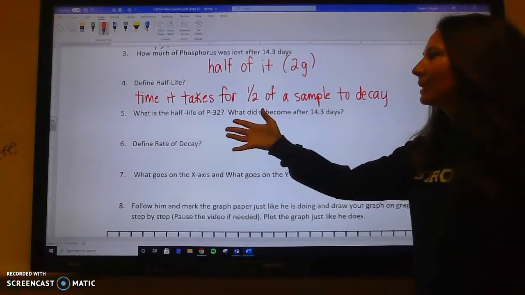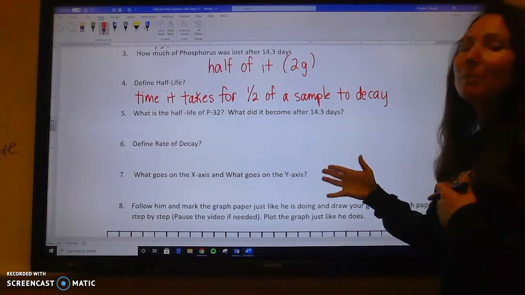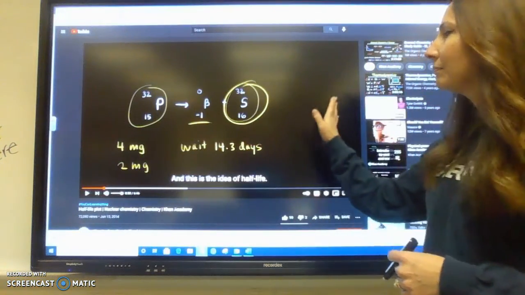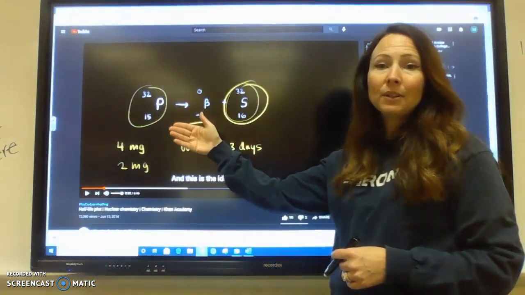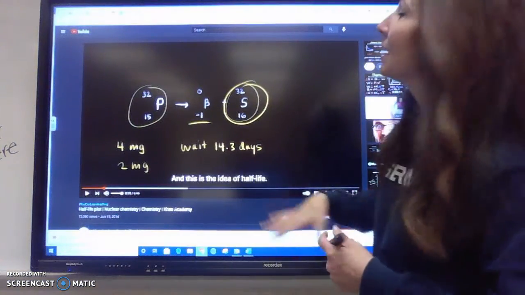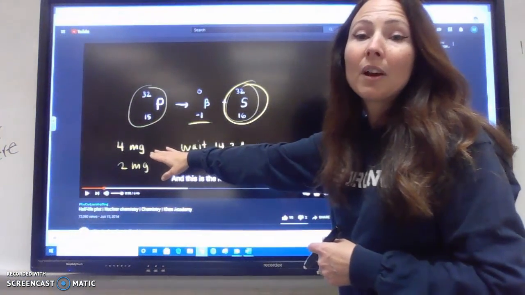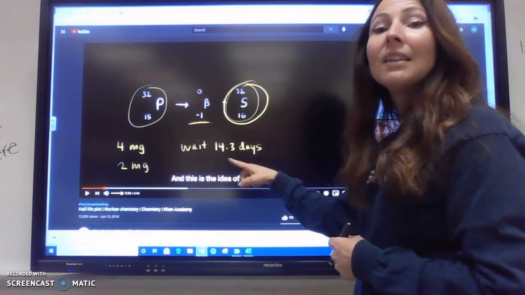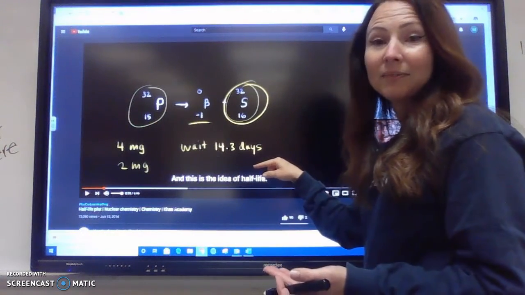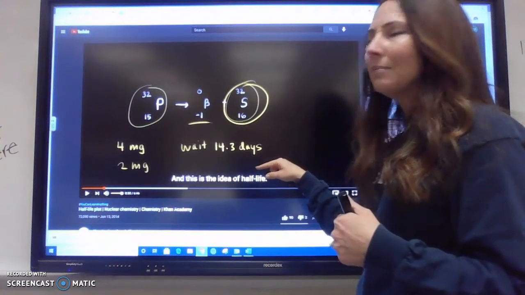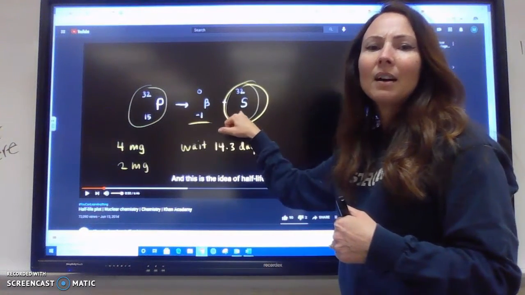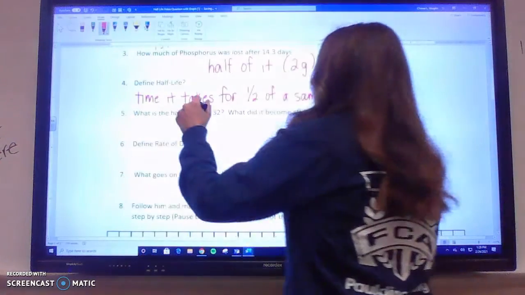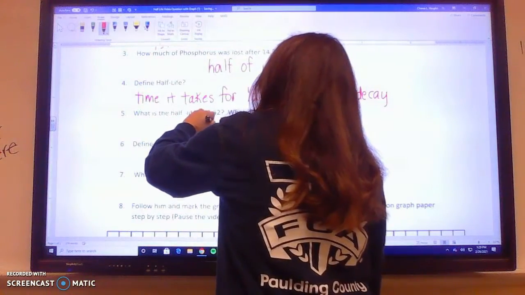So then it's asking what is the half-life of P32? What did it become after 14.3 days? Let's look back at that, okay? The half-life of P32, I want you to notice, is if we started with 4 milligrams and it decreased to half of that amount in 14.3 days, then 14.3 days is its half-life. And then the other question was, what element did this become? It became sulfur. So we're going to write that down. So half-life is 14.3 days.